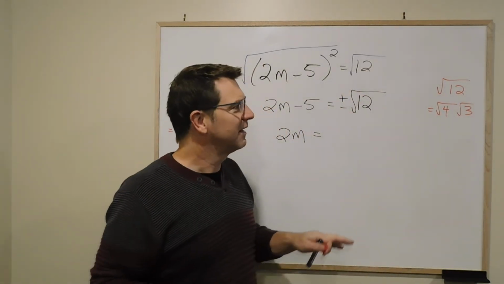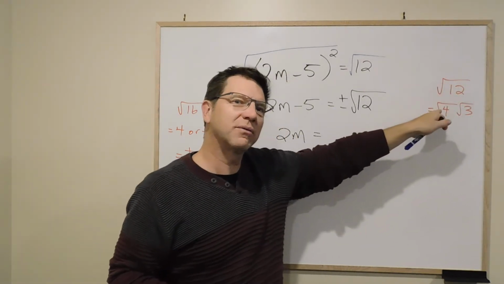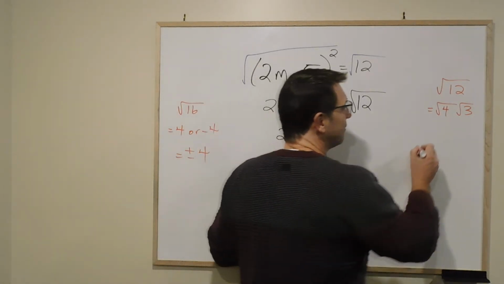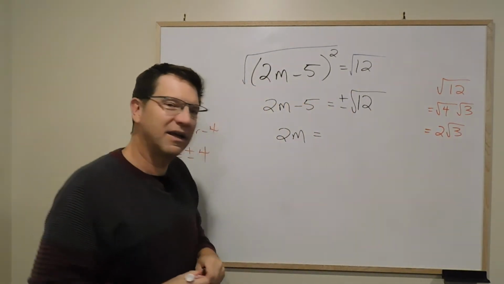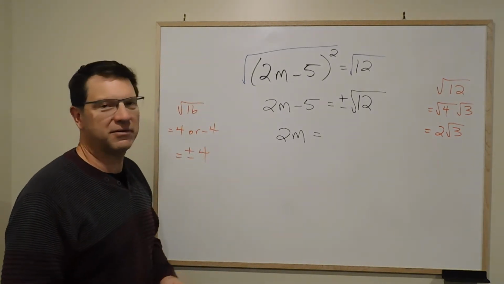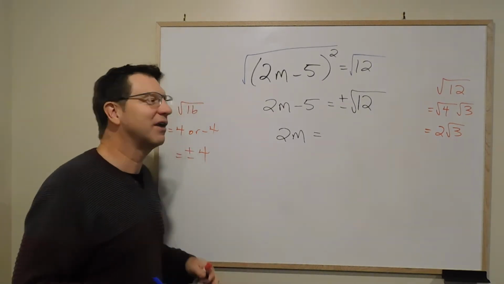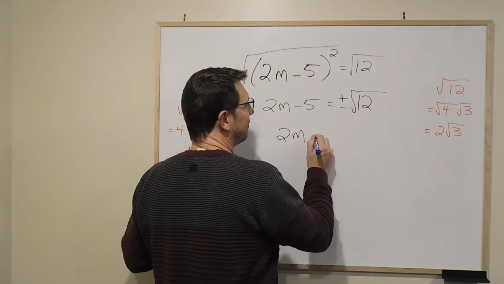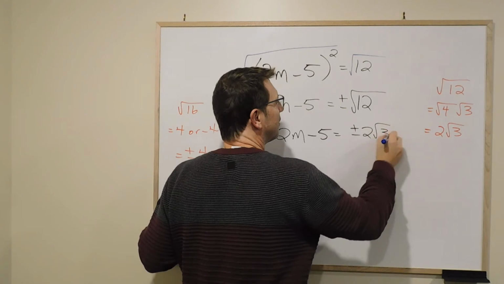Remember we did that in week 10? Square root of 4 times square root of 3, 4 times 3 is 12, so the square root times the square root is the square root of 12. And why we did that is because the square root of 4 is 2, and it's 2 root 3. It gets the square root as small as possible. You might have been saying, why do we ever do that? But here's one of the reasons: I'm going to write this as 2m minus 5 equals plus or minus 2 root 3.